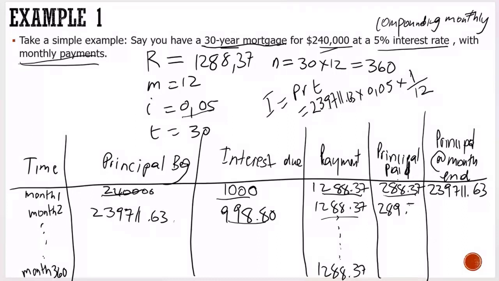So what is your principal at the end of the month? It is going to be what you began with at that month minus how much we have paid. Yes, it's reducing little by little.